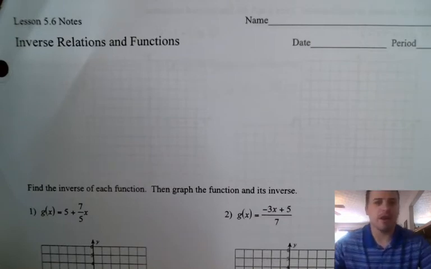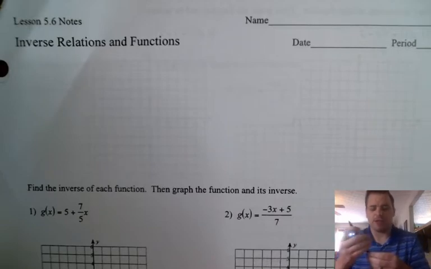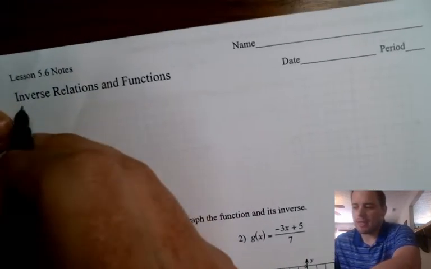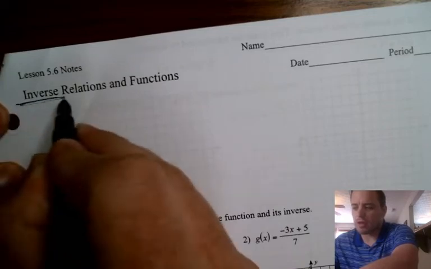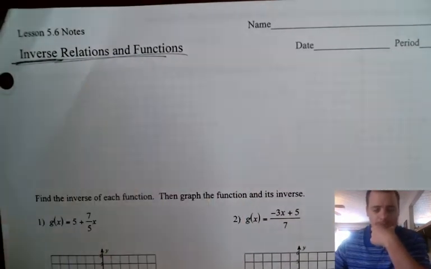Okay, so here's what we're going with: 5.6 notes is all about inverse relations and functions. But what I need you to know is basically the word inverse, inverse relations and functions.